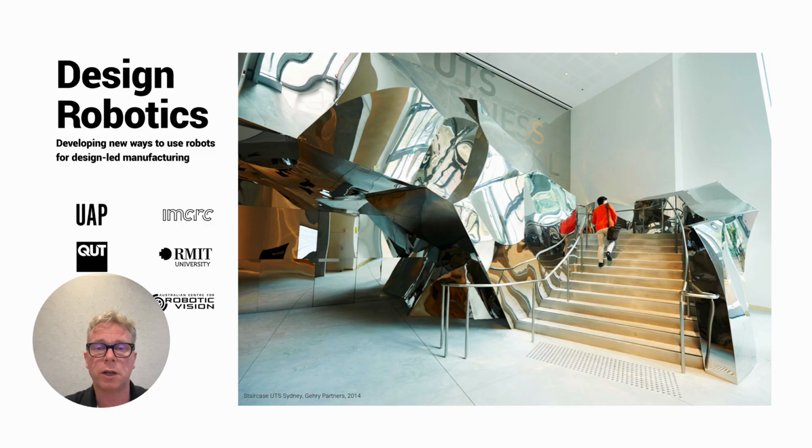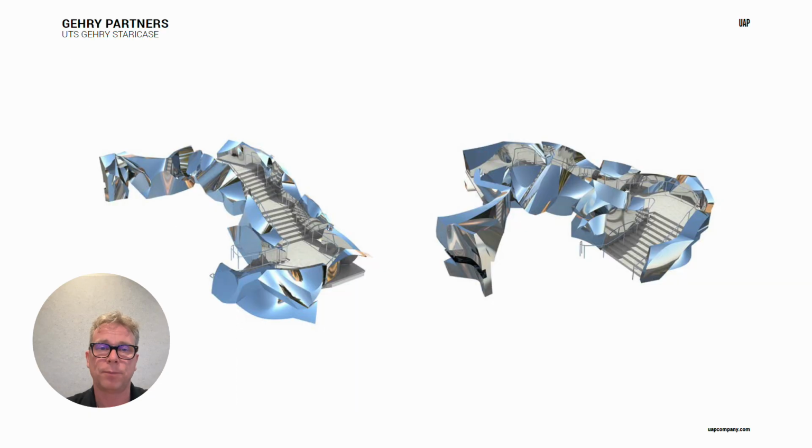This image is the one I usually show when I explain what that project was about. It's a staircase from the University of Technology Sydney Business School, designed by the architectural practice Gehry Partners. And Frank Gehry was a world-leading architect known for experimental design processes. UAP, the company we were working with, builds art and architectural elements like this that are incredibly complex, often things that nobody else can build. They were commissioned to fabricate the staircase.